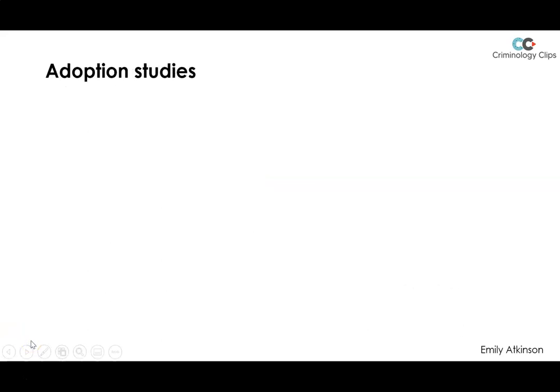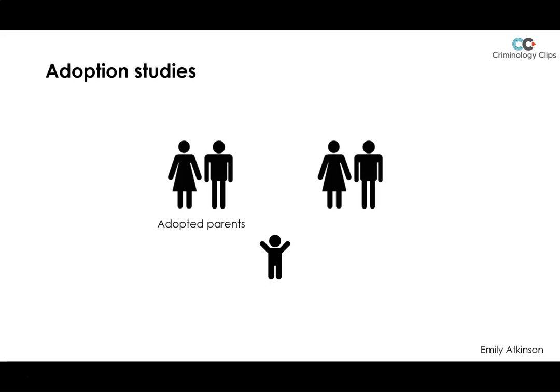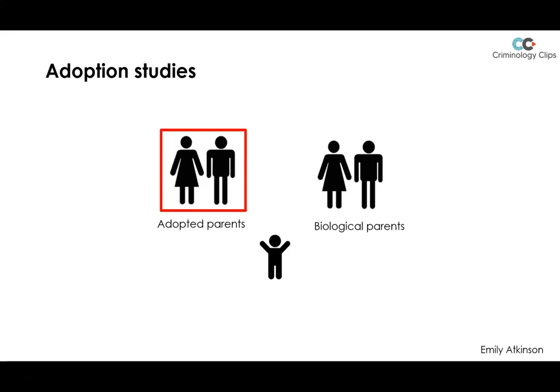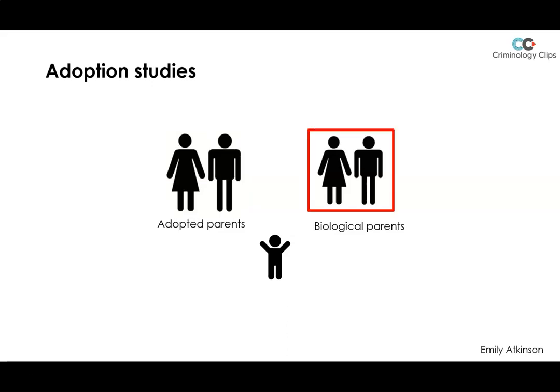Now, adoption studies are also used to test genetic theories of crime, and adoption studies compare the adopted children to their adopted parents, but also to their biological parents. If a child is adopted soon after birth and their behaviour in relation to crime is similar to that of their adopted parents, it suggests that criminality is related to environmental factors, not genetic factors. But if the child's behaviour is similar to their biological parents, the ones that they don't live with but are biologically connected to, it suggests criminality is genetic.